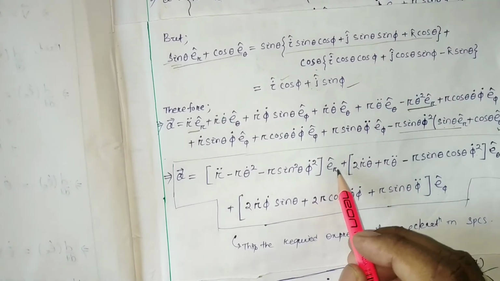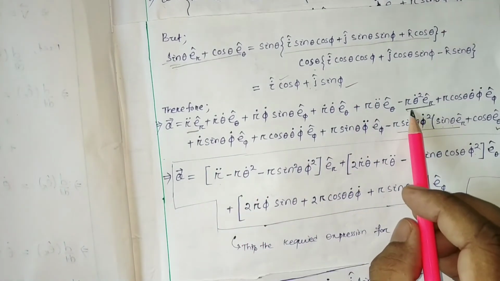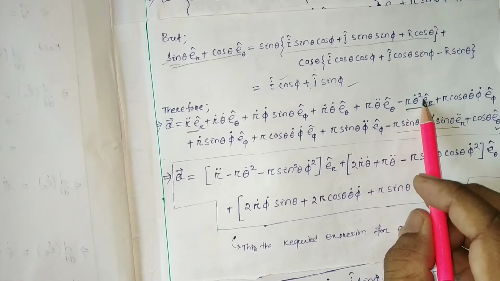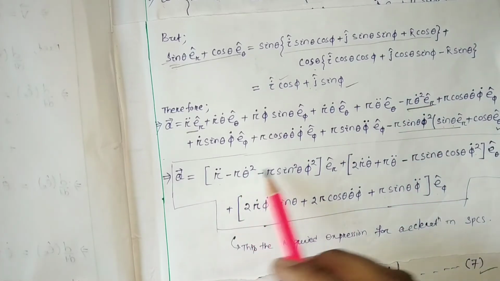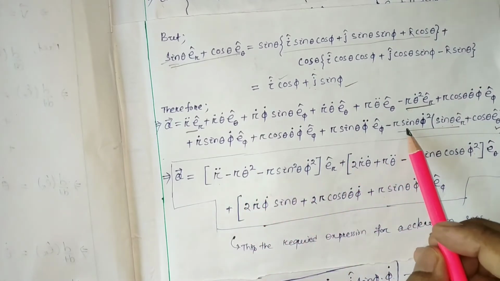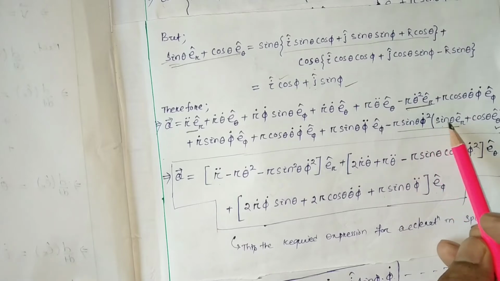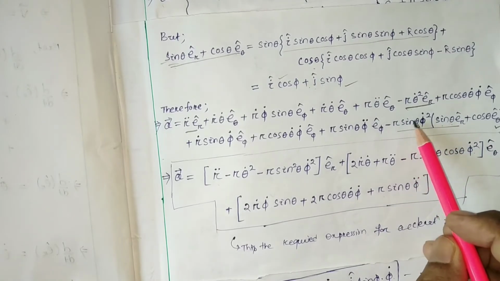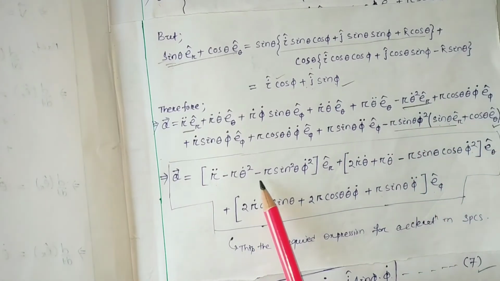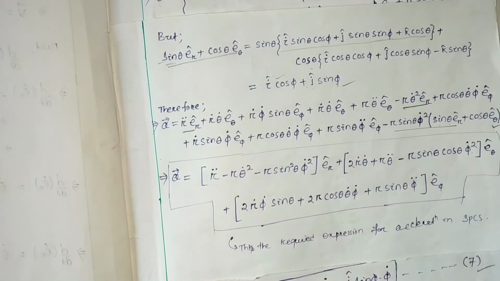So e_r cap taken outside: r double dot, here we find minus r theta dot square, minus r theta dot square, right? From this term we find minus r sin theta phi dot square, sin theta is there. So minus r sin square theta phi dot square into e_r cap.